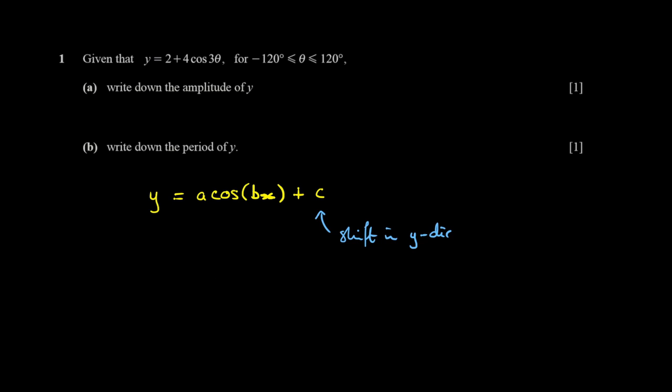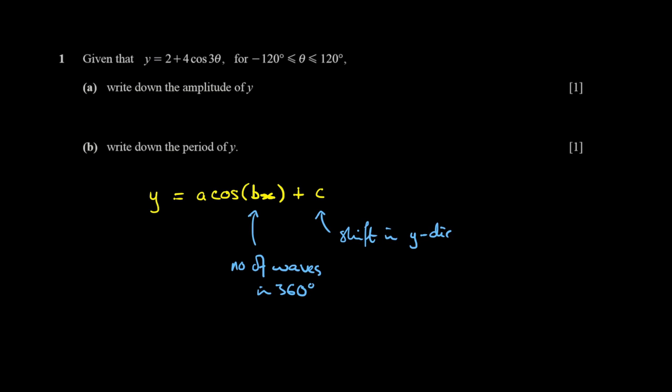All right, then. What does b mean? Now, this is the one that a lot of students get confused about. They say it's the period. B is not the period. It's related to the period, but it is not the period. b is the number of waves in 2 pi radians, or in this case, in 360 degrees. So, for example, if that number is 2, it means that there are 2 waves in 360. If it's 3, it means there are 3 waves in 360.